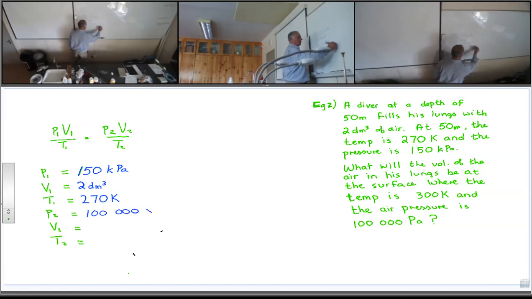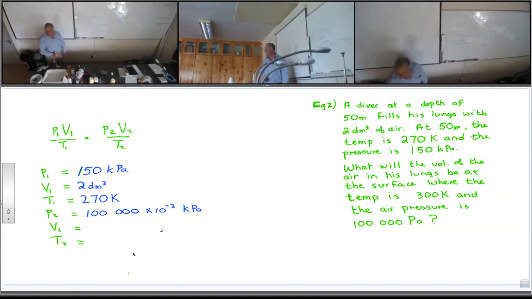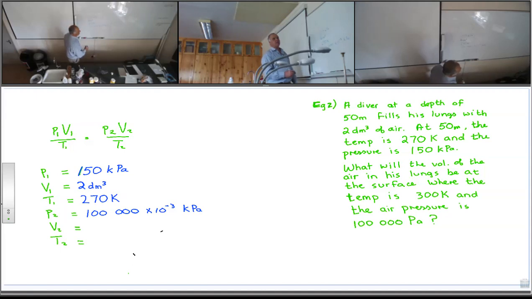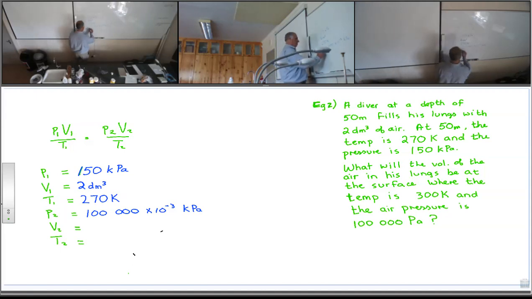100,000 pascals. We can't work like that, so we say times 10 to the minus 3, and that brings it to kilopascals. Just leave it like that. That's fine. Okay. V2 is question mark, and T2 is 300 Kelvin.